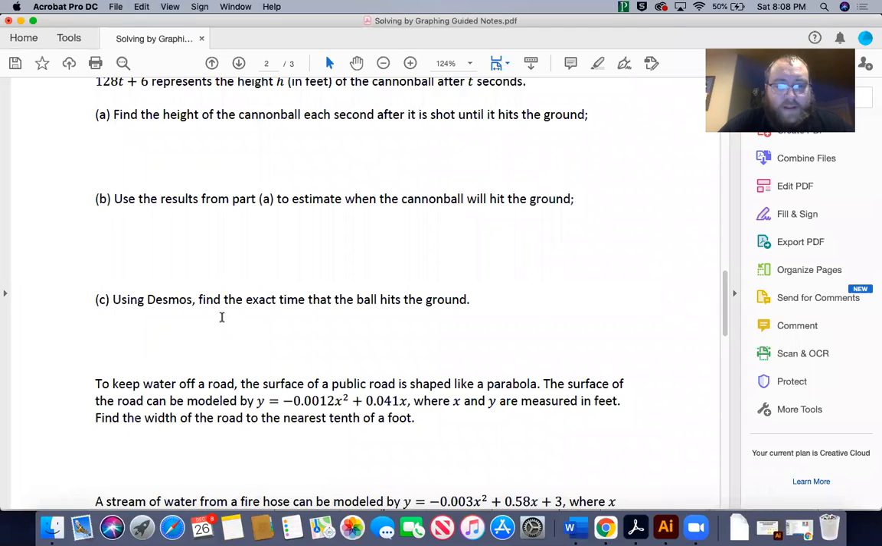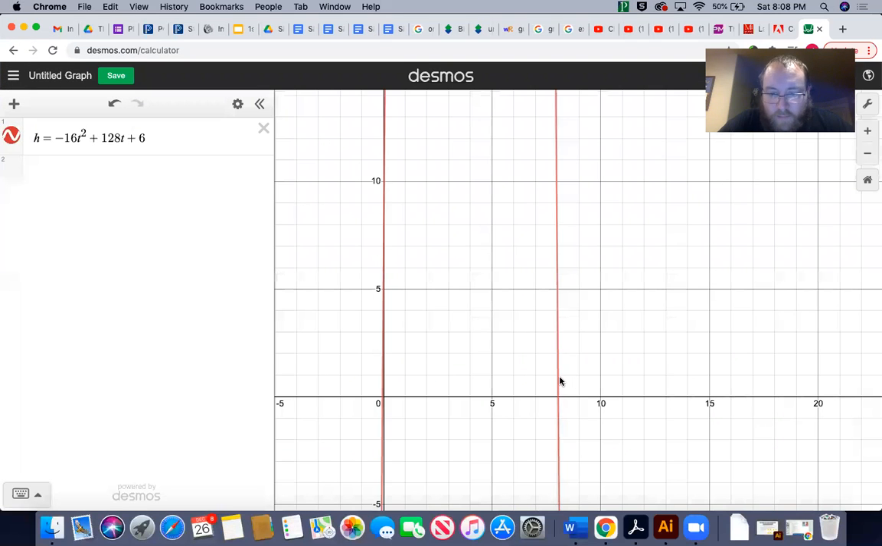And then using Desmos, find the exact time the ball hits the ground. Okay, so let's click on our graph and drag. Oh, it's not quite at 8 seconds, super, super close. In fact, to us, we probably wouldn't even be able to perceive the difference.